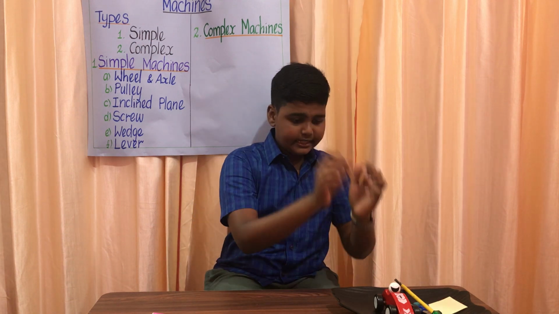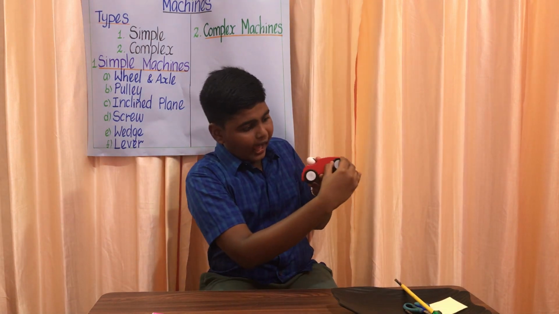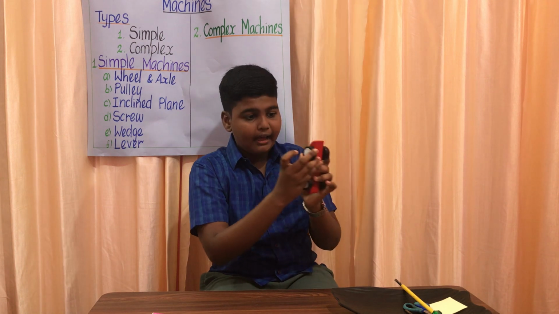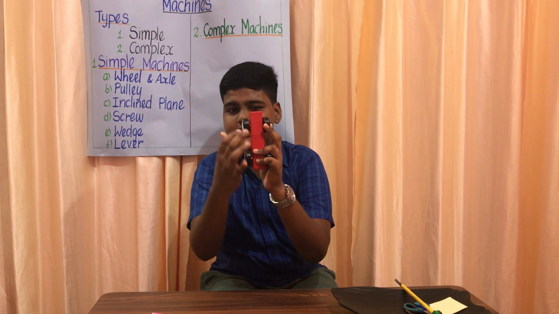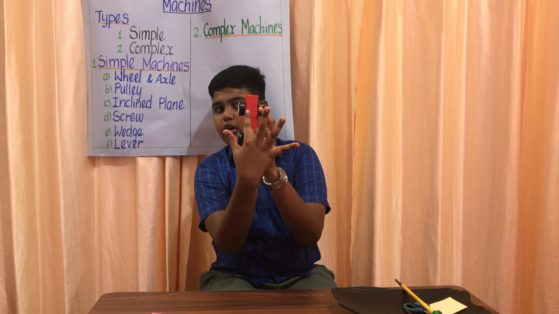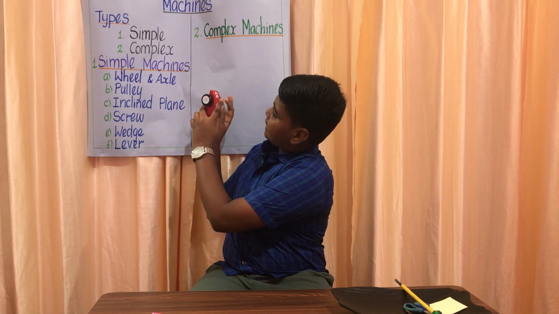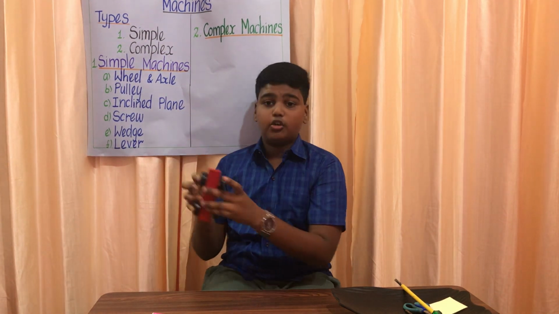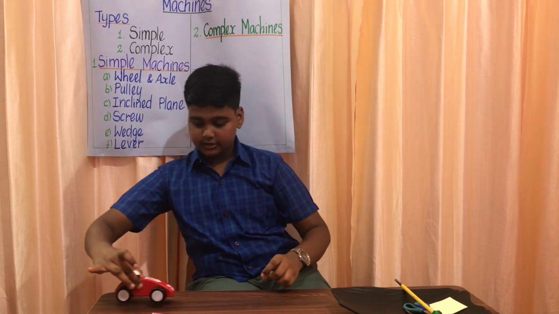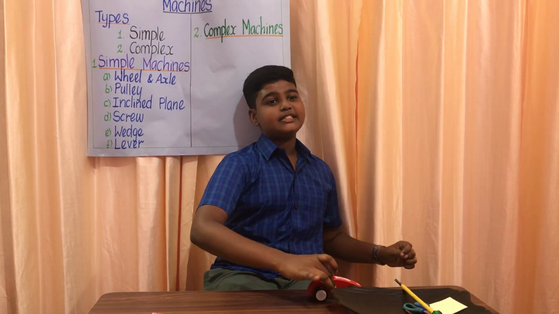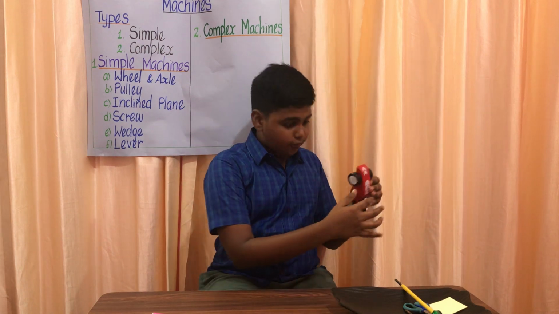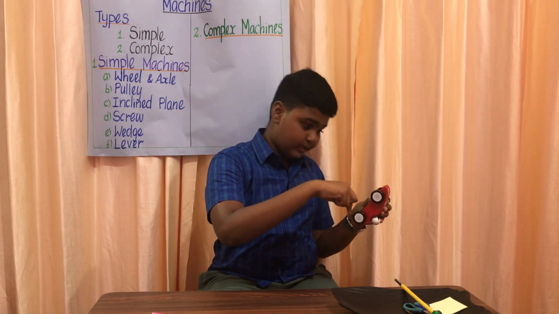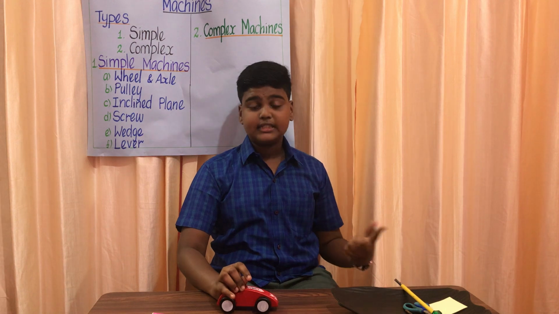The structure of a wheel and axle means it has a wheel that is attached to an axle. I think you can see it. At the center you can see a small rod. It's connected till here. So this is the wheel and axle. See how the wheel and axle is moving. When the wheel rotates, the axle too rotates. This helps in many ways, not only to reduce the effort, but also for transportation.